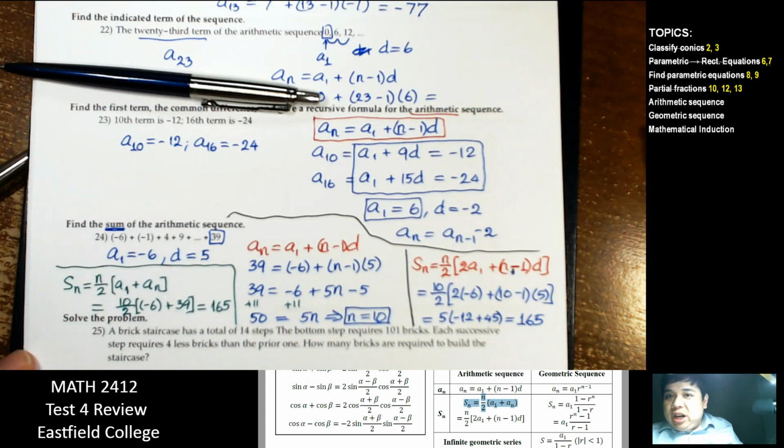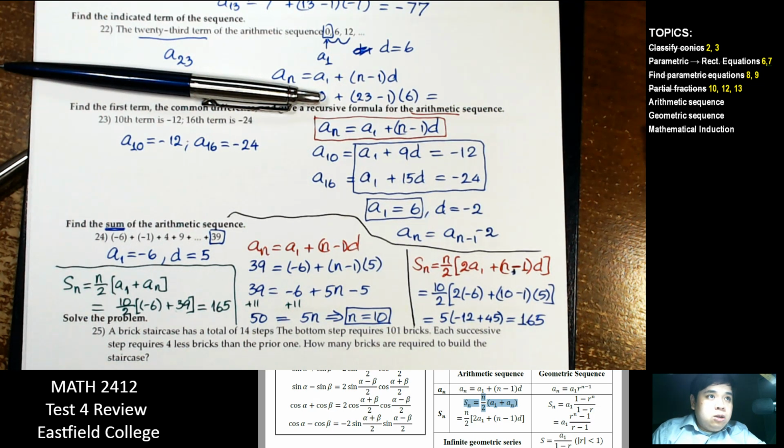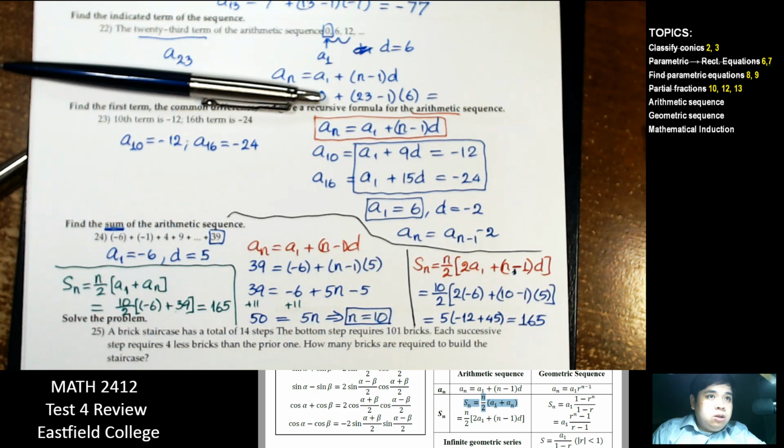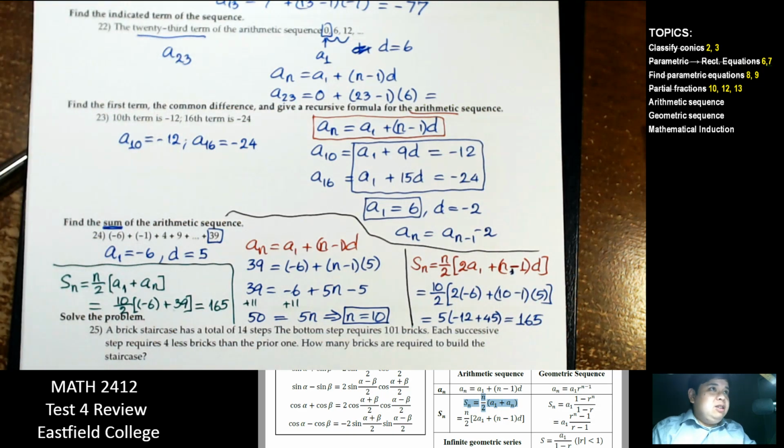I might need to adjust the focus a little bit. Yeah, that's a little bit better.